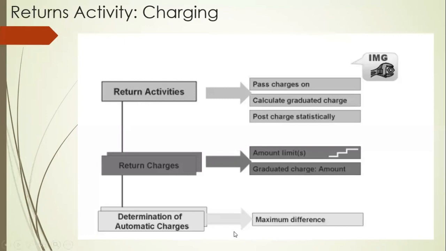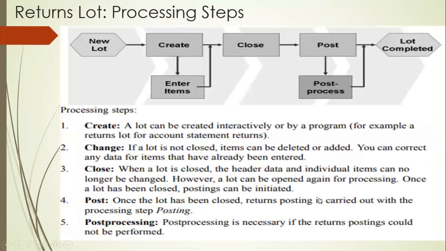Now, finally, we need to determine the differences. So if we understand the whole process, we understand the differences for the tolerance group and for the other activities like write-off. Now, if we understand what would be the process for returns from the banking side, you can see they will create new lots and they will repost that, and then it will come back again, post processing happens, and it will be completed at our end, at the customer's end. So create, change, close, post, and post processing are the phases where we need to get all these returns to our account.